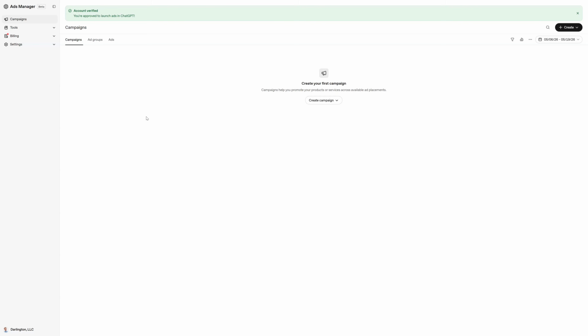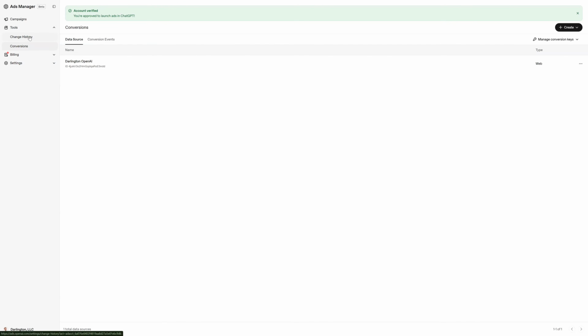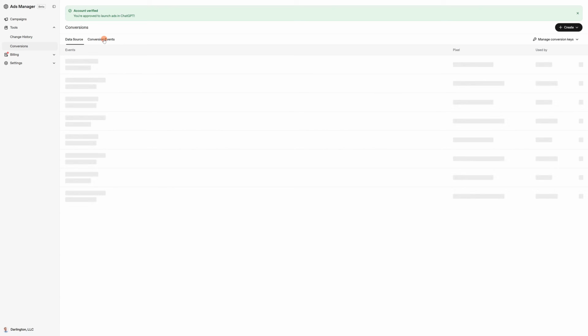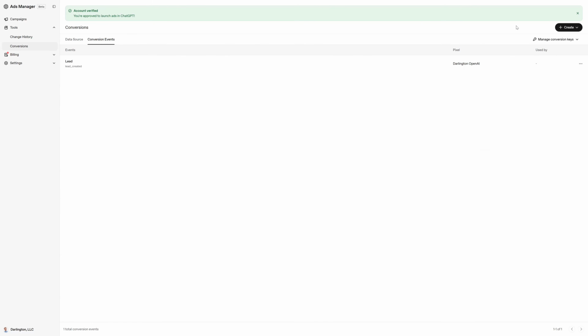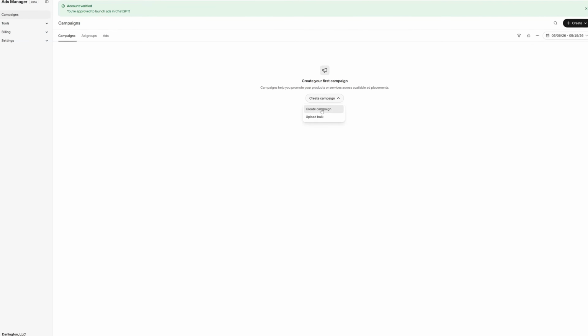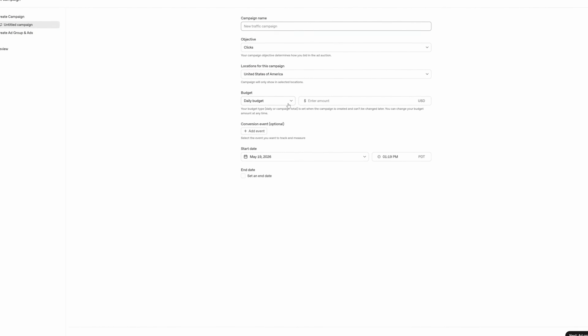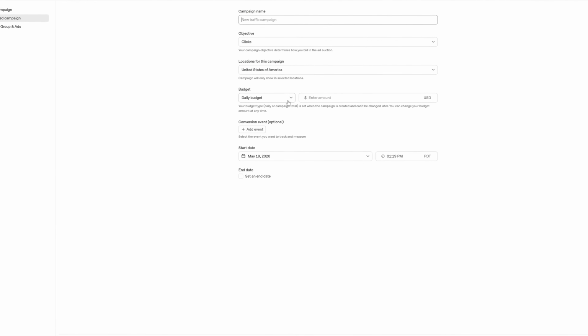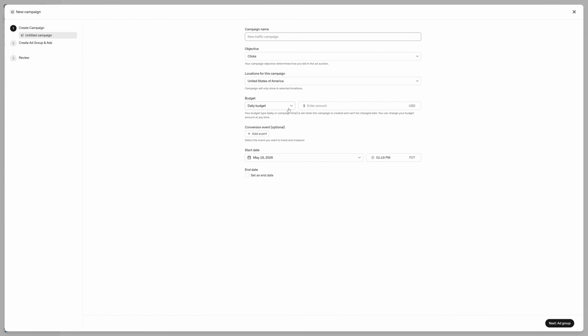And then there's some simple tooling. You can look at the change history and then you can look at your conversion events. So data source is just your way to create pixel, and then conversion events are going to be mapped to those specific pixels, as you can see here. And then the only other place to do really anything in the platform is going to be to create your campaigns. So at the campaign level, you can either create your campaigns or you can use a bulk upload via CSV. We're just going to go through the traditional setup. You name your campaign.